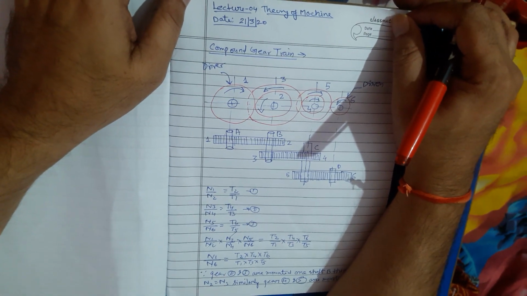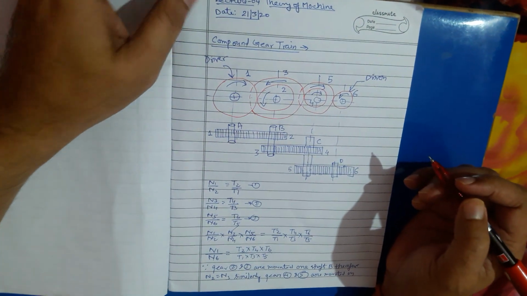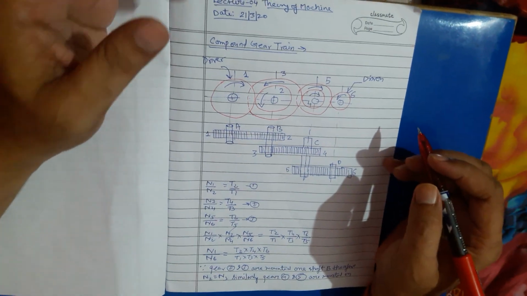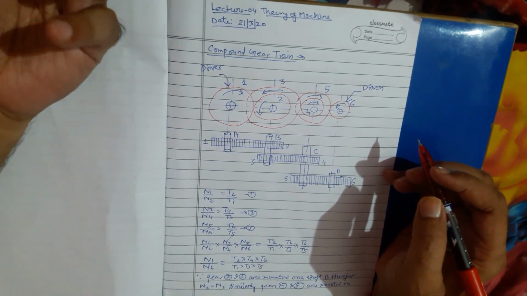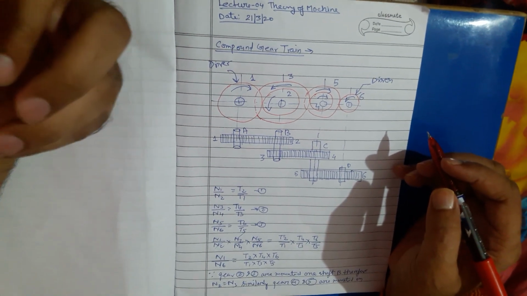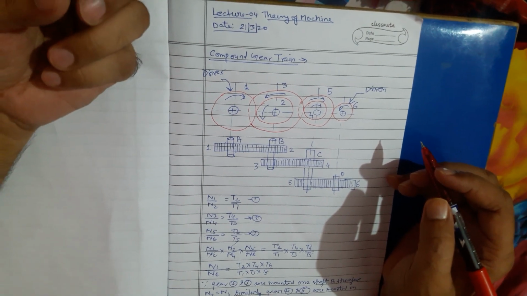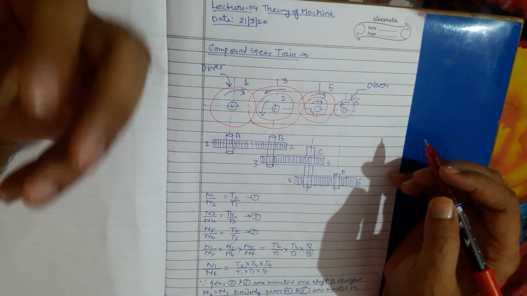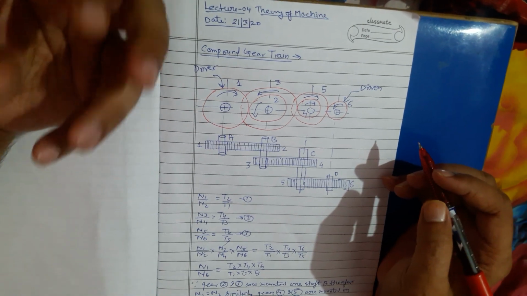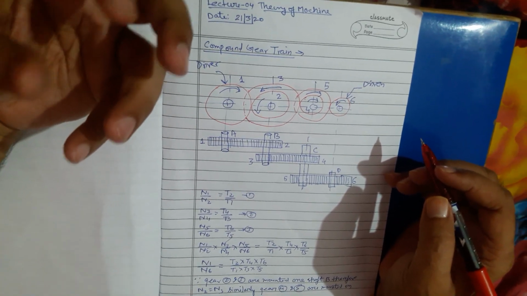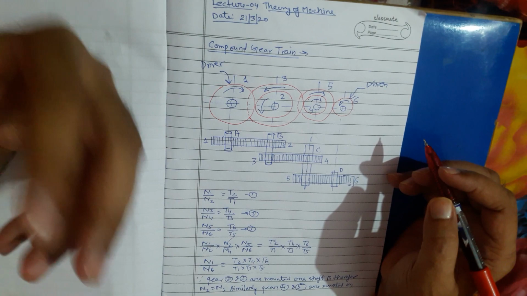As you know, simple gear train. Simple gear train means when a single gear is mounted on a single shaft, it is known as a simple gear train. Now talking about the compound gear train. A compound gear train is a combination of more than one gear.